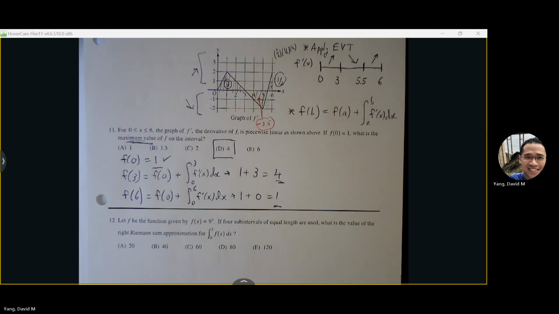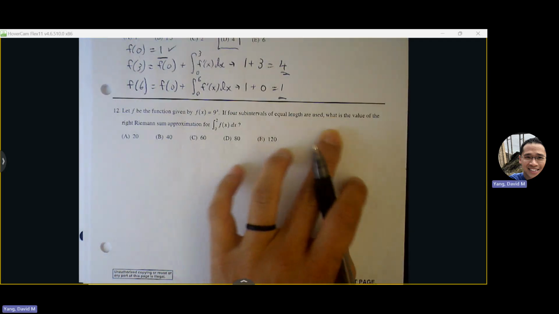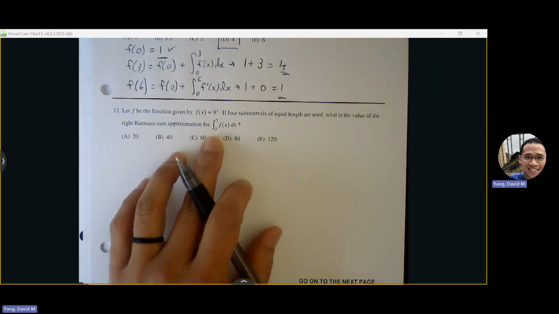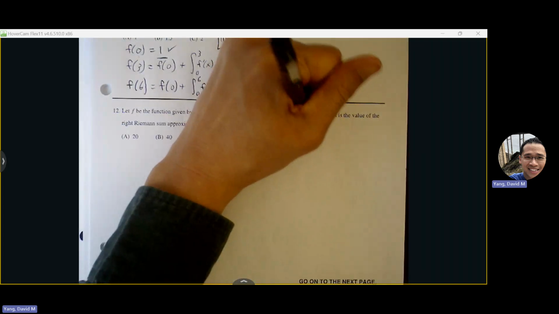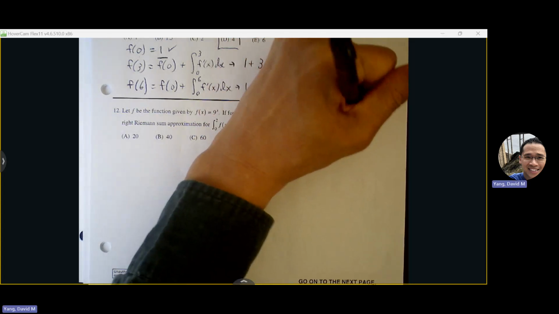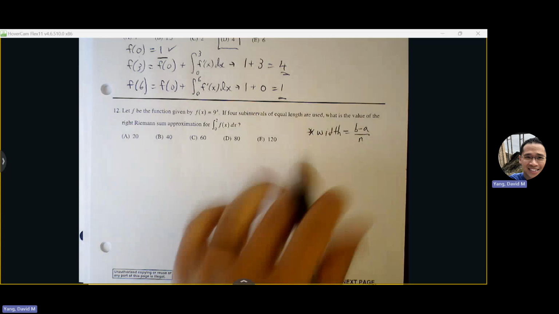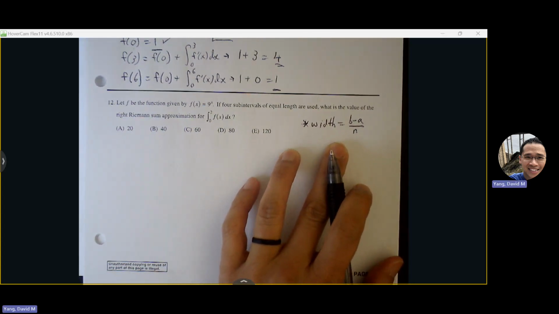Okay, number 12. We have the function y equals 9 to the x with 4 subintervals of equal length. What is the value of the right Riemann sum? So we have to build our interval here on our own. The way we find our interval, our width formula is b minus a over n. This will allow us to split our interval into equal segments.